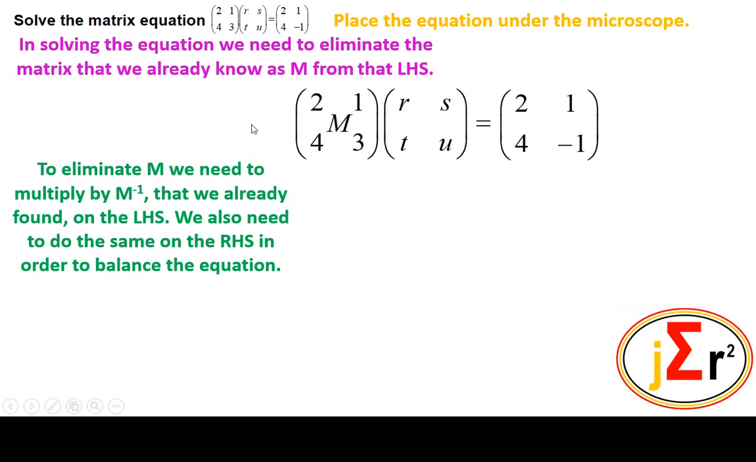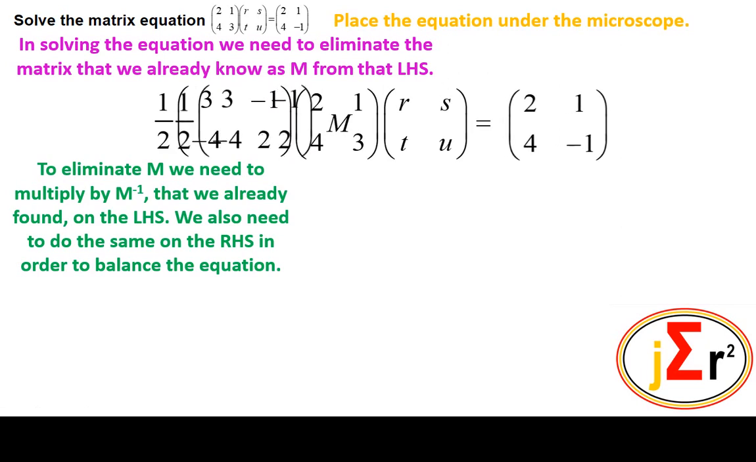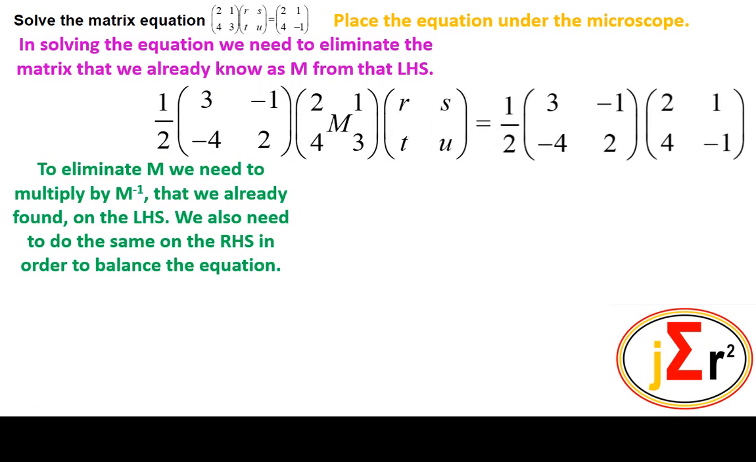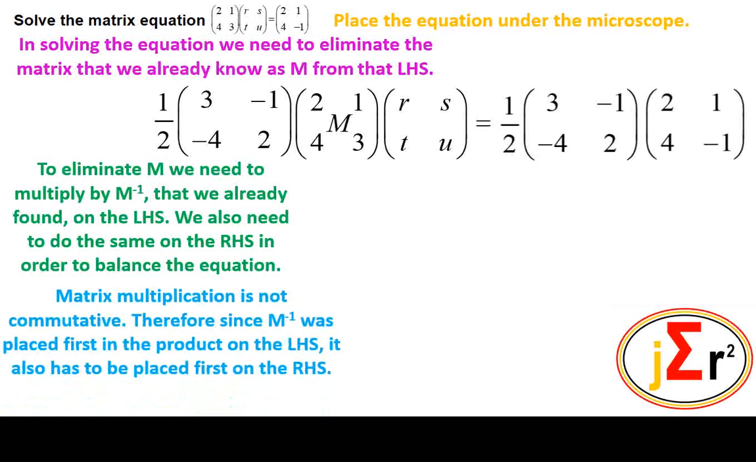on the left-hand side, and to keep the equation balanced, we need to multiply by that same matrix on the right-hand side. Whatever we do to change the value of one side of an equation must be done to change the value of the other side in the same way. We will therefore multiply by M inverse on both sides, to eliminate this matrix from the left-hand side and on this side to balance the equation.